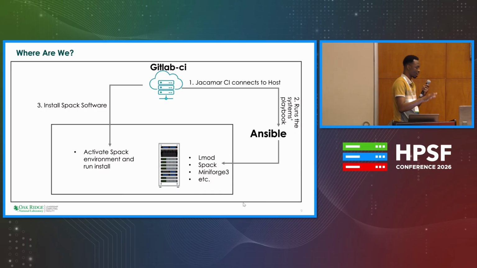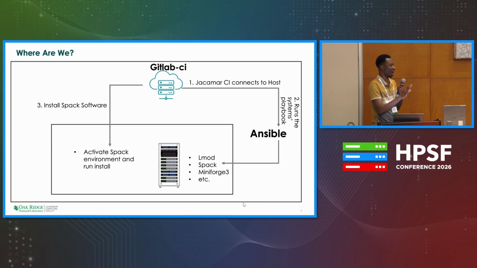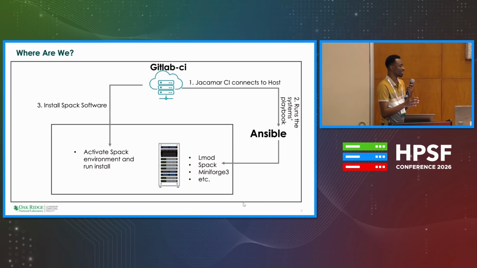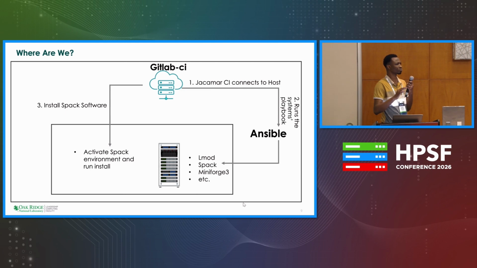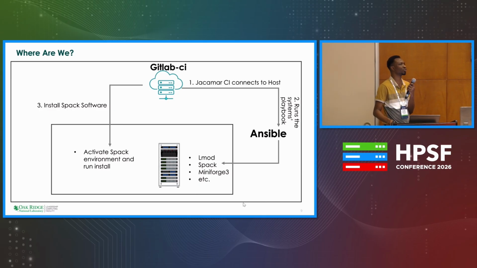And so it took us a little bit, and while we were brainstorming and finding ways around this, we realized that on some of our moderate systems, we have Jacamar CI, which is like a custom GitLab runner that sits between HPC systems and GitLab runners. That was already available on Frontier, and so we started exploring ways by which we can utilize that.